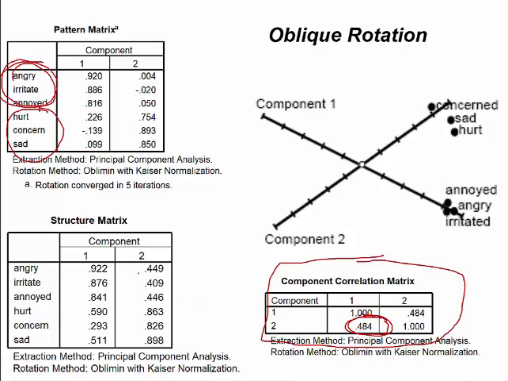So when we do oblique rotation, we now have both a pattern matrix and a structure matrix. These are now two different things. It's most common to interpret the pattern matrix, and we'll have a correlation between our two factors or between our two components, and it's important and common to report what that correlation is.